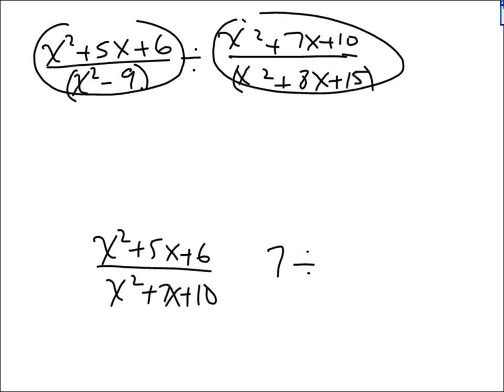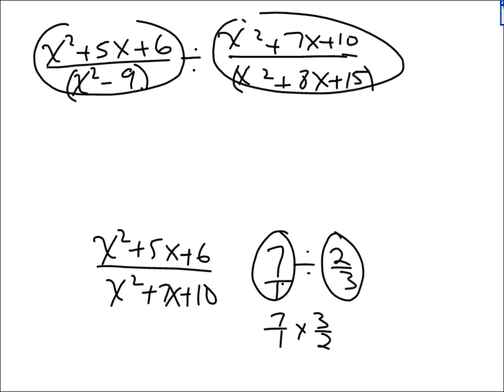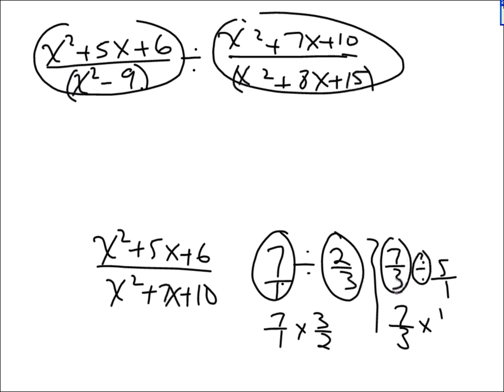Now, if you have this, at least one of these is a fraction, so we have to apply the fraction rule. Just think of that as 7 over 1. So it's 7 over 1 times 3 over 2. Or if you had 7 over 3 divided by 5, you really need to think of the 5 as 5 over 1. That way you can keep the first fraction, 7 over 3, change division to multiplication, and now you have a fraction to flip over.